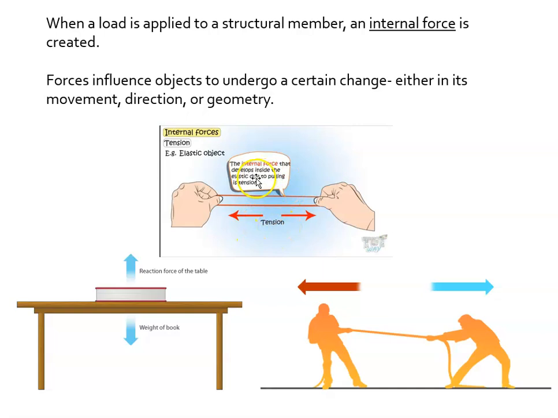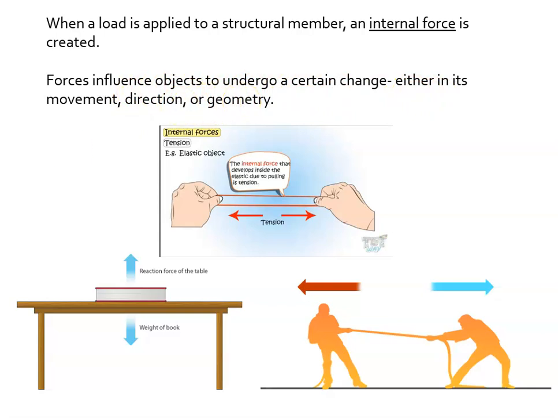So the internal force that develops inside the elastic due to pulling is tension. Okay, we'll talk more in a moment, next slide, about what tension is and compression and those different internal forces, but that's what it means. We have something happening externally, but then something occurs internally. Forces influence objects to undergo a certain change, either in its movement, direction, or geometry.